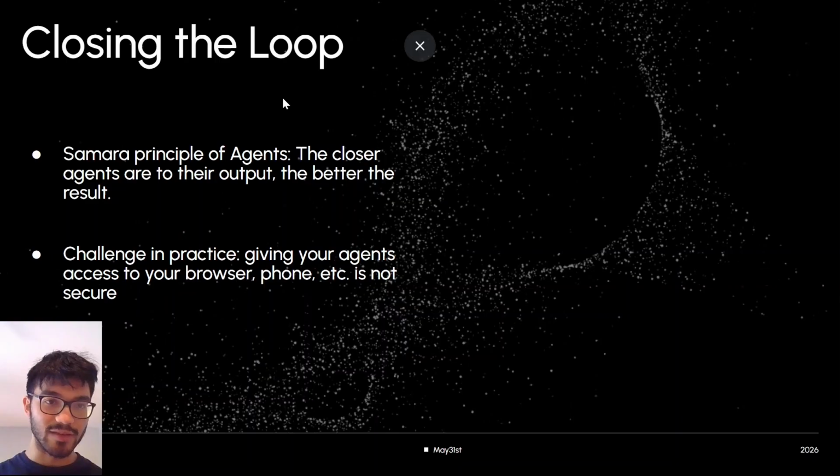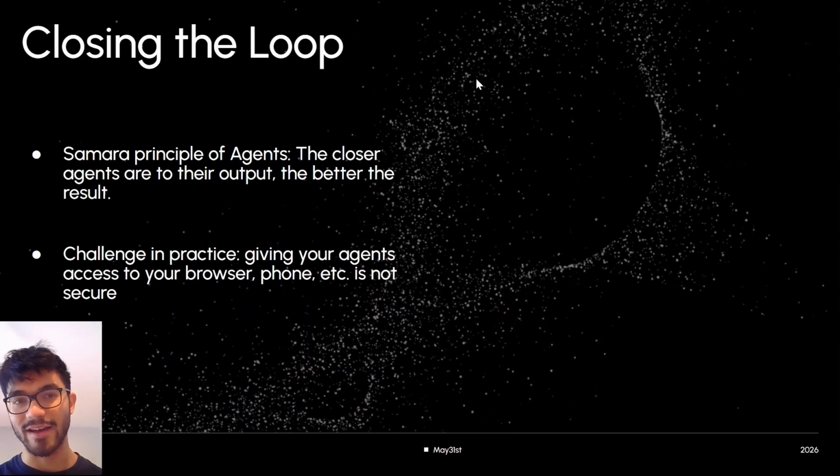Now, you might be wondering why to do this. Well, it's because of the Samara principle for agents. I don't know if anybody's said this before, or in the exact same way I have, but I'm just naming it the Samara principle for agents because it sounds cool. The Samara principle is the closer agents are to their output, the better the result. And I found this to be true with everything that I've built. The closer I can get the agent to the final output, the closer I can get it to the result, the better the result ends up being. So that's the reason why.